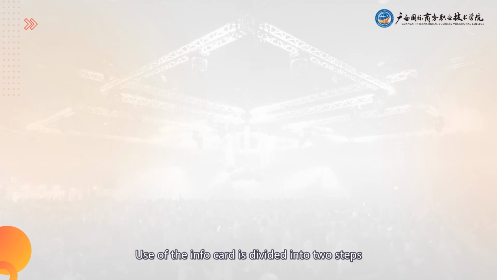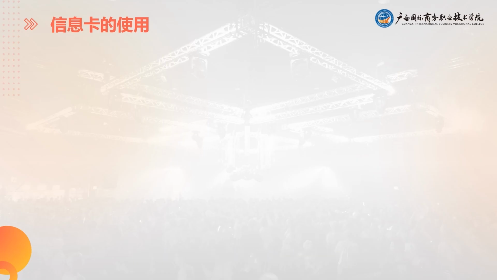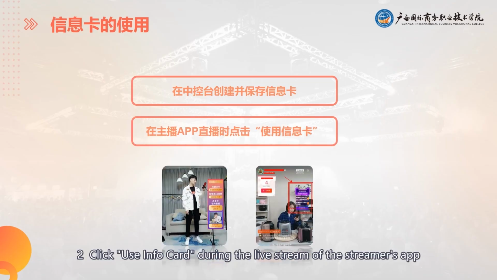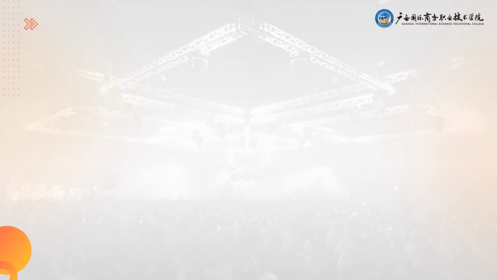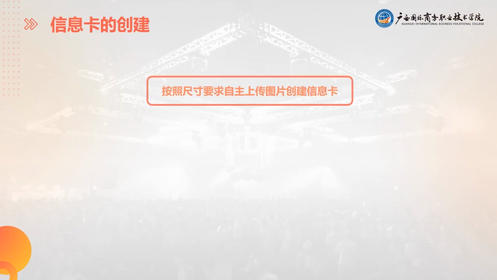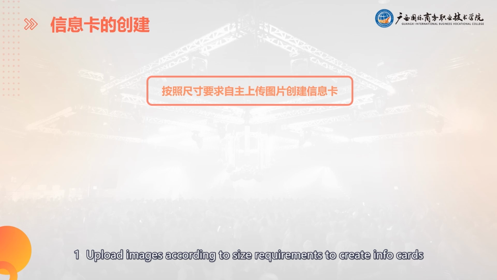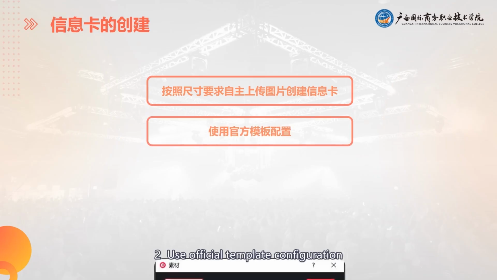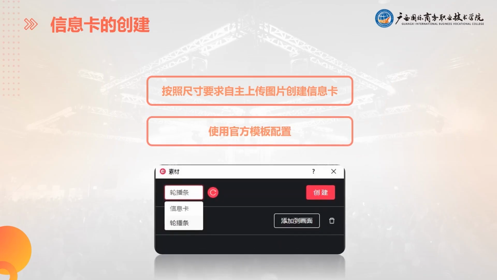Use of the info card is divided into two steps. 1. Create and save an info card in the center panel. 2. Click Use Info Card during the live stream of the streamer's app. The creation of info cards supports two methods. 1. Upload images according to size requirements to create info cards. 2. Use official template configuration.